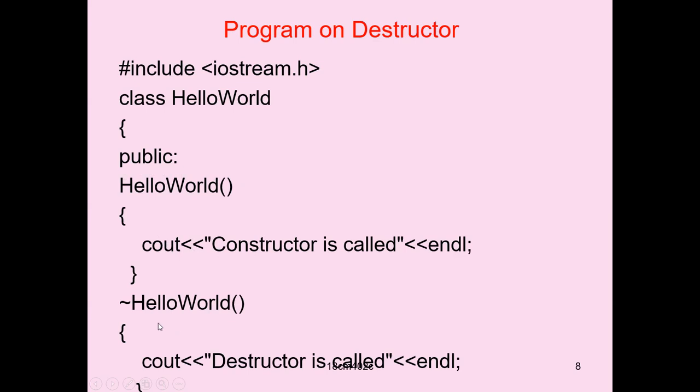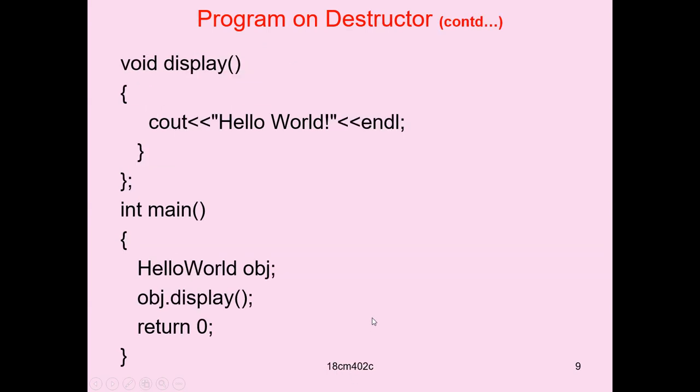And one destructor. How can I say this is a destructor? Because the name of the function is the same as the name of the class and it is preceded by the tilde operator. The body of the destructor prints destructor is called. And one member function, display, which simply displays hello world.